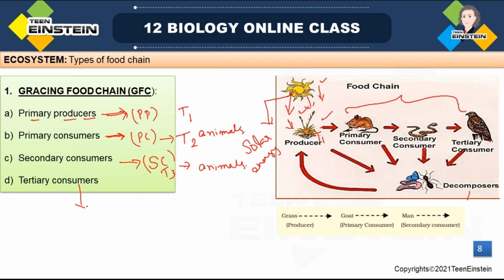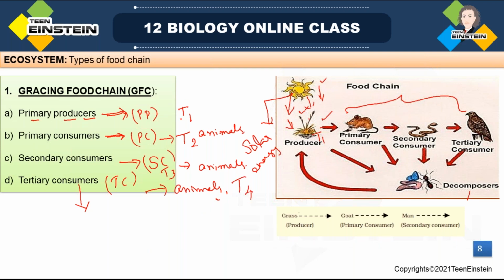Next come the tertiary consumers, or TC. These are secondary carnivores. These are also animals, and they feed on the secondary consumers, reaching the fourth trophic level.